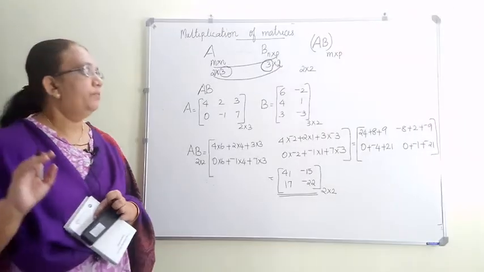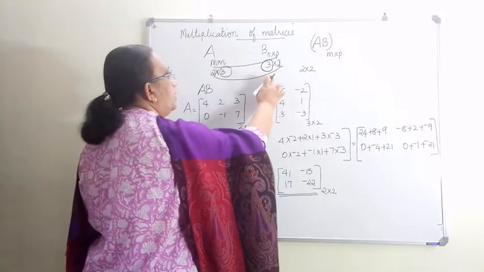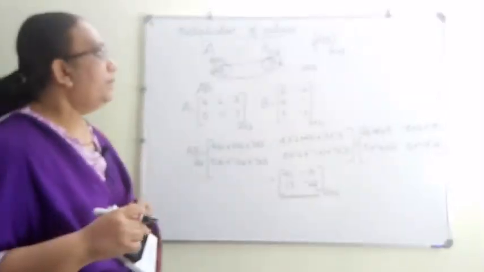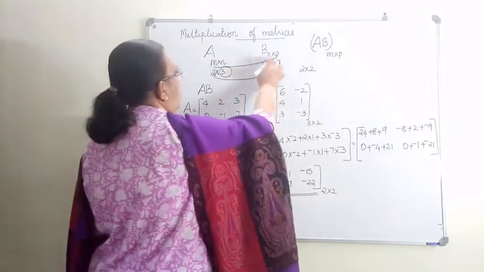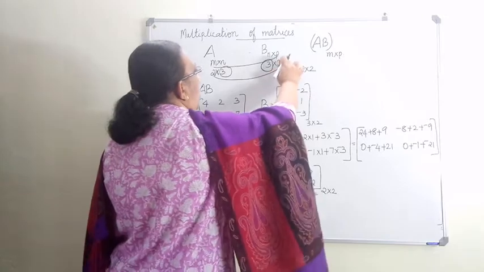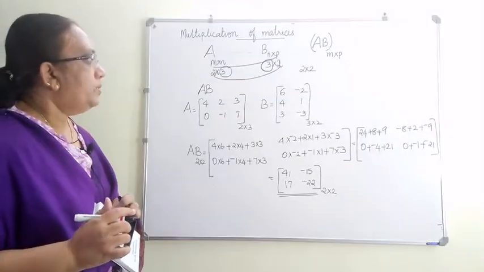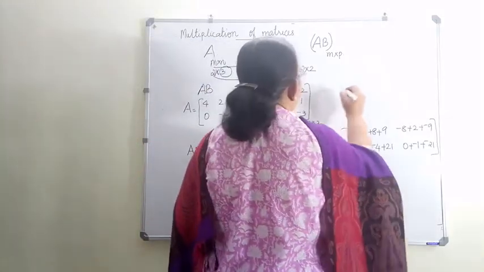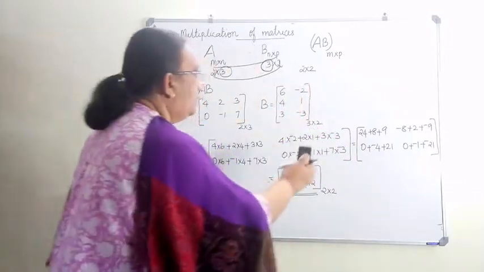Okay, so this is how you multiply two matrices. Number of columns of the first matrix should be equal to number of rows of the second matrix. Only then you can multiply the two matrices, m by n and n by p. The result will be of m by p. Suppose I ask you, can you find out matrix BA in the same question? I hope this is clear to you.